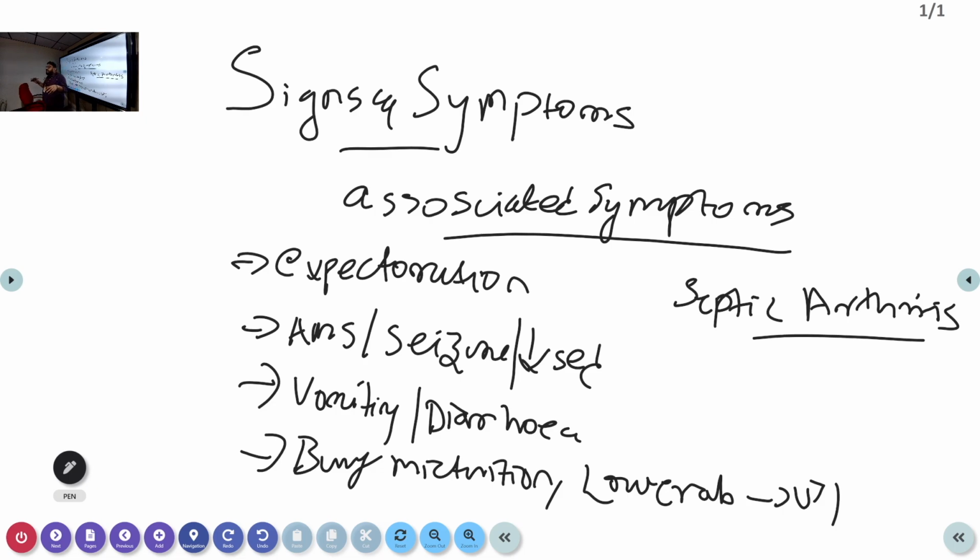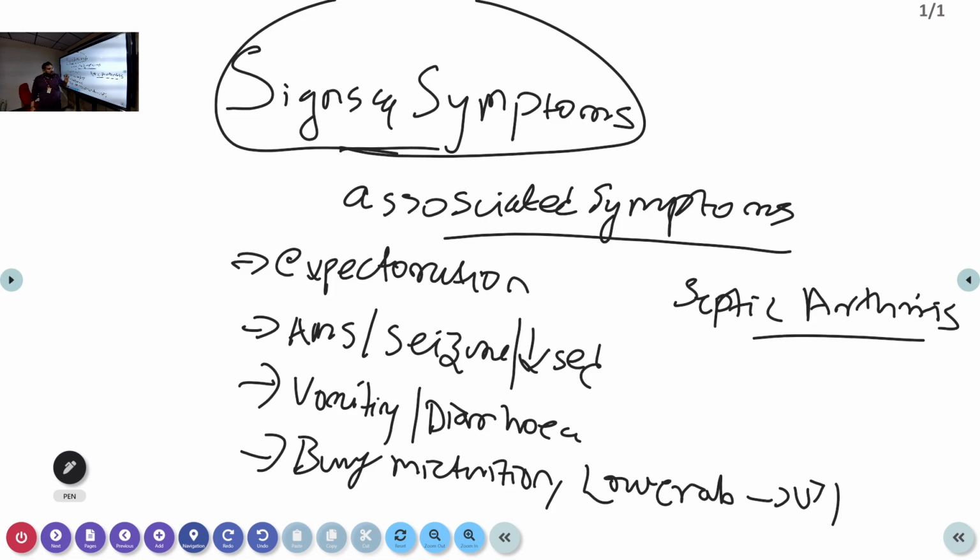Suppose the child is coming with joint pain. As I told, maybe it's a fracture which you have missed. So we need to ask whether the child had any history of trauma. What is the reason behind that? All those things will come under your signs and symptoms. So what made them come to the emergency with these signs and symptoms? These are the things that we need to elicit.